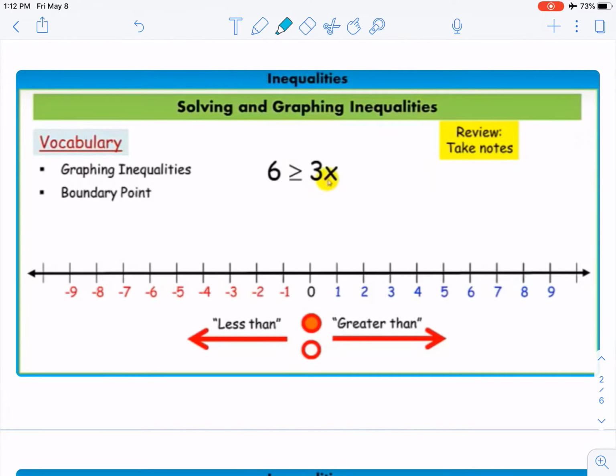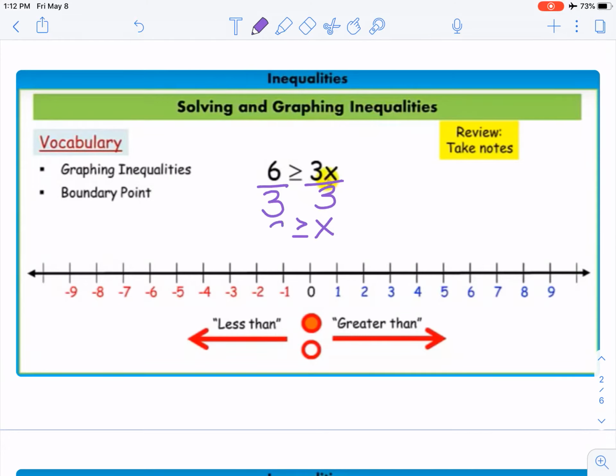All right, another example. This one looks a little different. It says 6 is greater than or equal to 3x. Again, I have something stuck to that x, so I can't graph it like it is. I know that 3x means 3 times x, so I'm going to do the opposite. Divide both sides by 3. I get the x by itself.